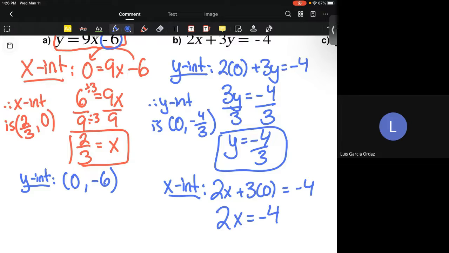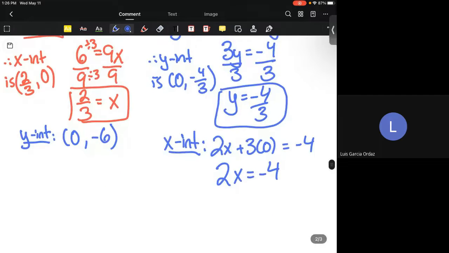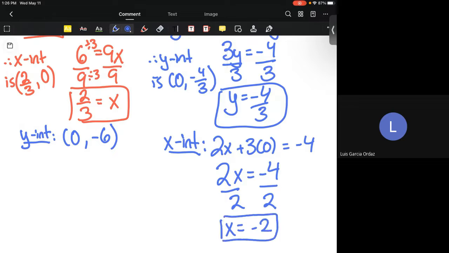So what do I do next? Austin, move the x over. Which one? Move the 2 over. How do I get rid of the 2? Divide by 2. So what's negative 4 divided by 2? Anyone? Claire? Negative 2. Therefore, the x-intercept is negative 2 and 0.